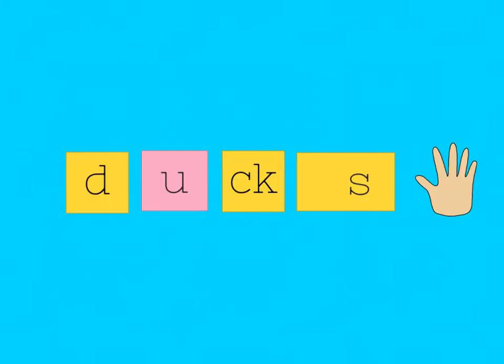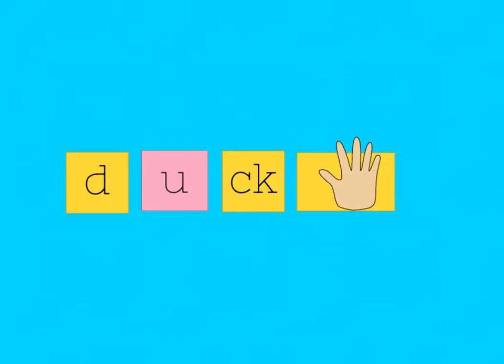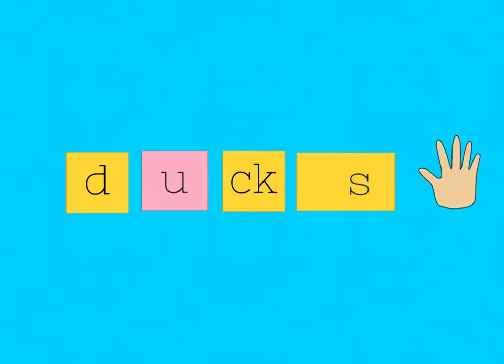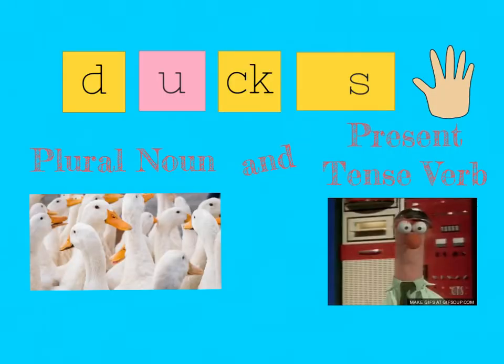Let's try another. Again, cover that suffix. Let's tap the base word. D-a-k, duck. With the suffix, it's ducks. Let's take a further look at this word. Can a duck be a noun? Yes, because it can be an animal. So if we add our suffix S, it's more than one ducks. Look at all of those ducks in the picture.